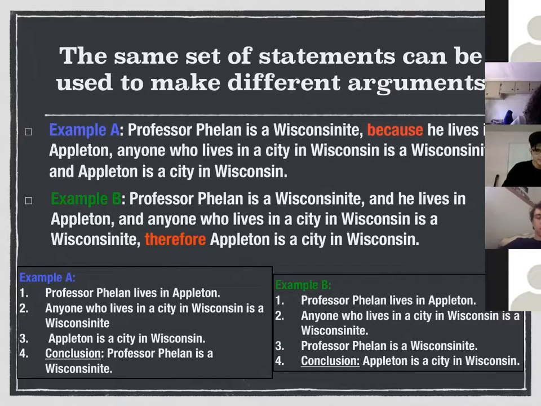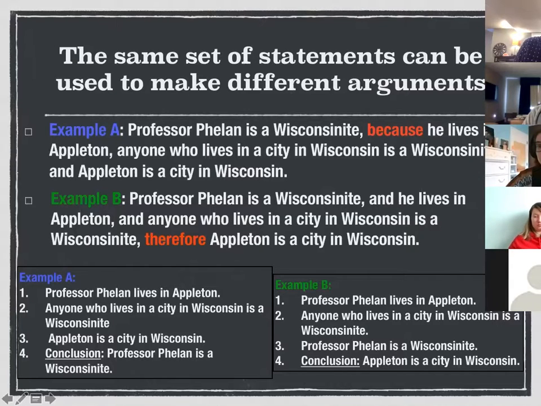I'm not sure that B is valid though. Okay, that's the same thing I was thinking about. Why not? Because premise 2, anyone who lives in a city in Wisconsin is a Wisconsinite, does not say that that is exclusive. So it's possible that there are other ways to be a Wisconsinite. Sure. I see what you're saying.